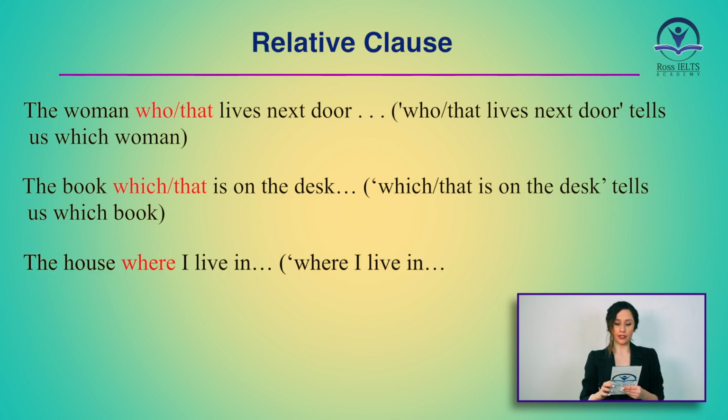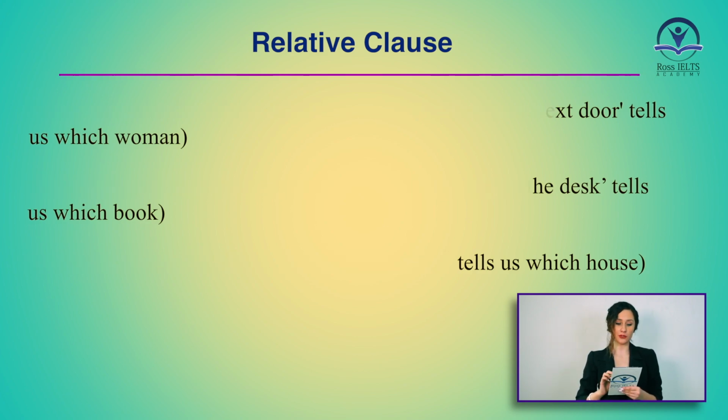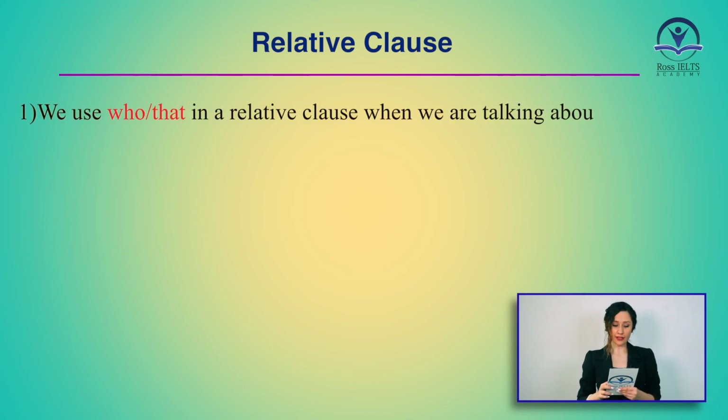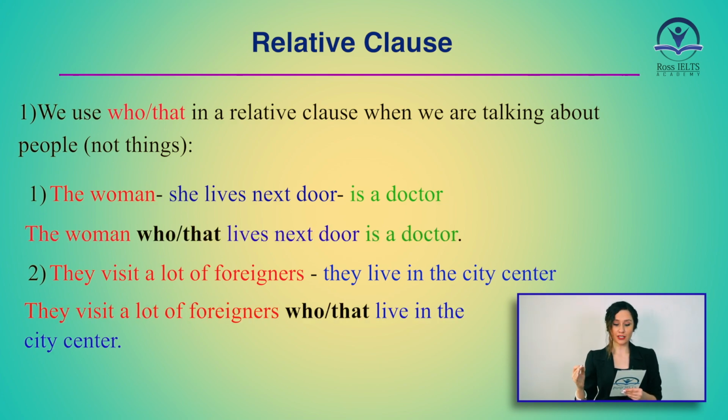The house where I live in. Where I live in tells us which house you're actually talking about. So you can use who or that in a relative clause when you're talking about a person and not a thing. For example, you have three different parts or three different sentences, and you want to link them up with a relative pronoun. These are the three parts of your sentence. The woman, she lives next door, is a doctor. Now here's the complex structure for that. The woman who or that lives next door is a doctor. Or let's look at another example.